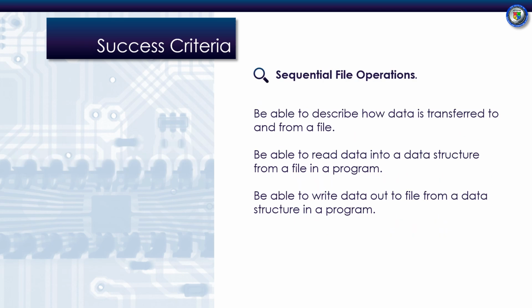As always, we have some success criteria. For this lesson, our success criteria is as follows. We'll be able to describe how data is transferred to and from a file. We'll be able to read data into a data structure from a file in a program, and we'll be able to write data out to a file from a data structure in a program.